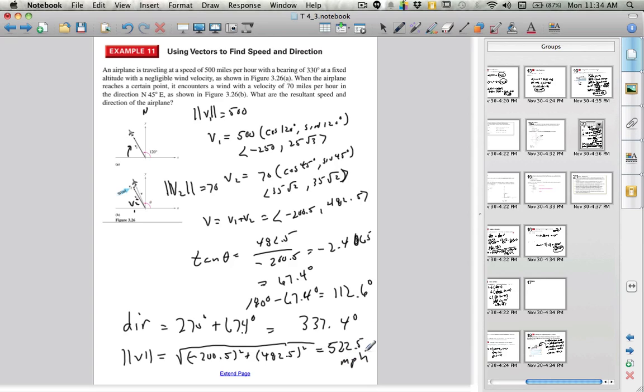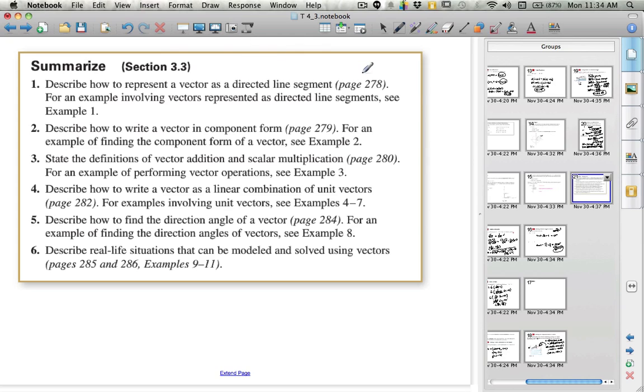miles per hour. So summing it all up, we went through all of these different items. We went through how to represent the vector as a directed line segment, how to write in component form. We did vector addition and scalar multiplication. We wrote vectors as linear combinations of unit vectors. We went ahead and found direction angles of vectors, and we did a couple of real-life situations. So that's your overview of vectors.